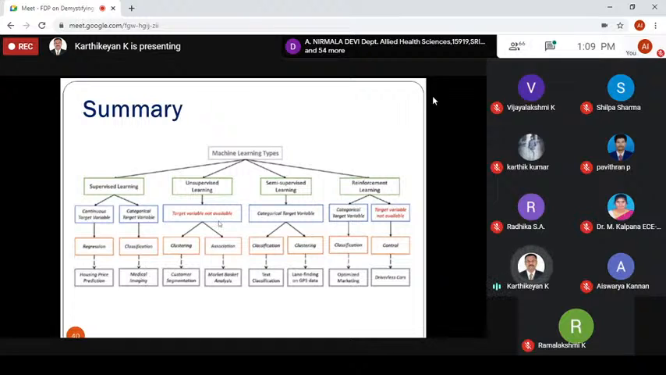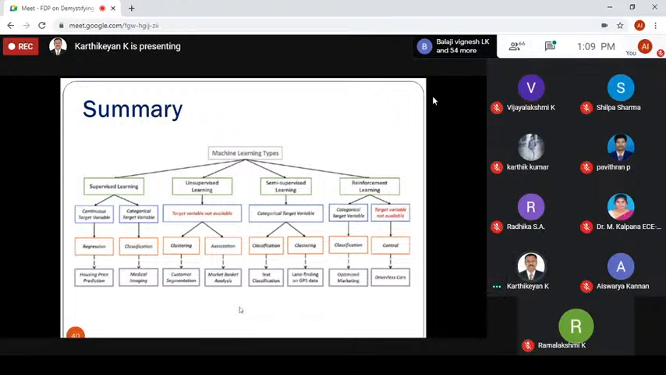Now coming to unsupervised learning. If the target variable is not available, that is called unsupervised learning. This can be classified into 2 types, clustering and association. For clustering, an example is customer segmentation. For association, it is market basket analysis.